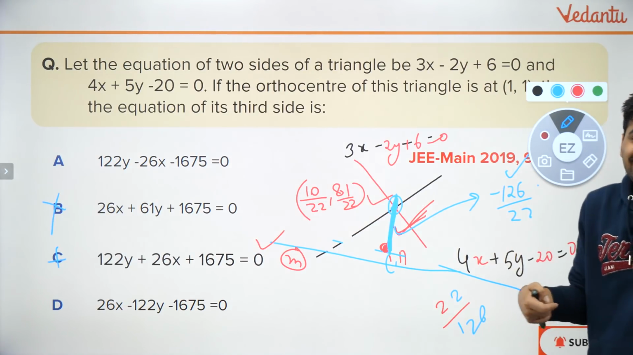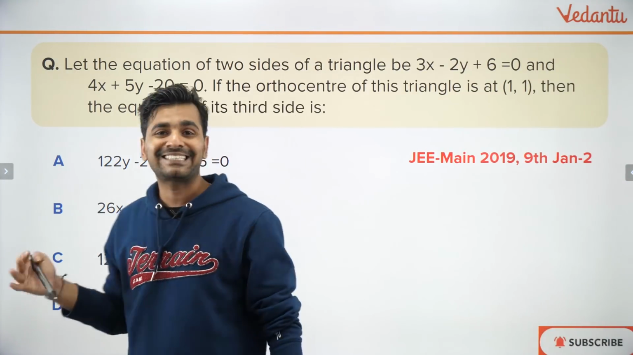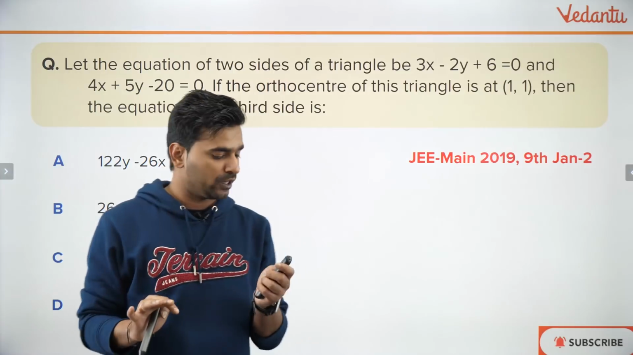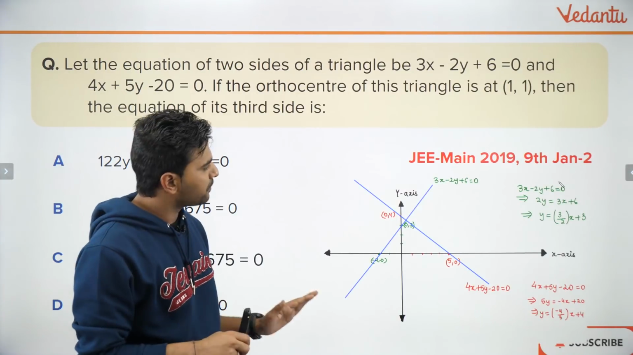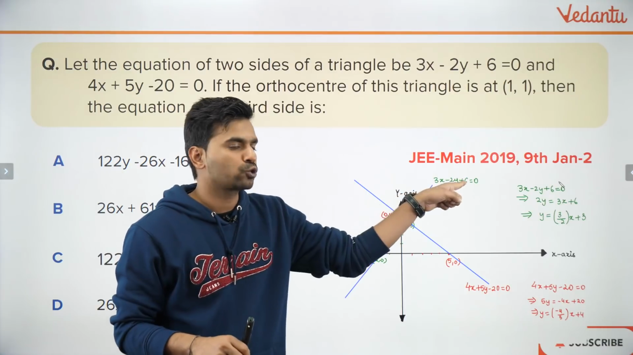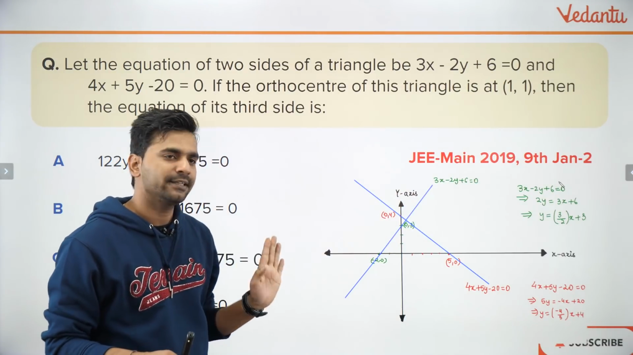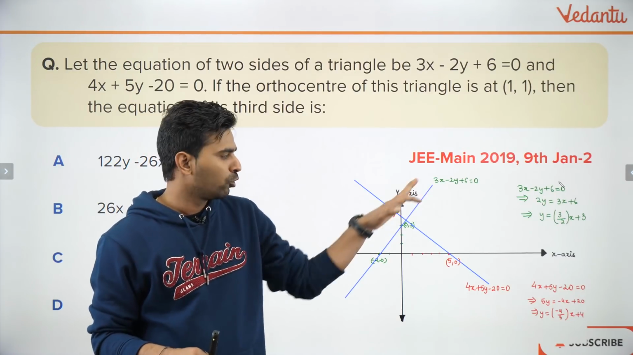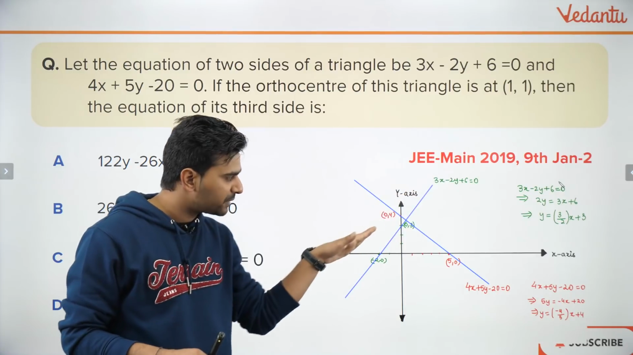Now, what to do from here? I know that B and C are rejected. A and D can only be my answer. So let's try to draw the geometry. This is my line 3x minus 2y plus 6 equals 0, which will look like this in the Cartesian plane, because the slope is positive and the y-intercept is also positive for this line. So it will look something like this.